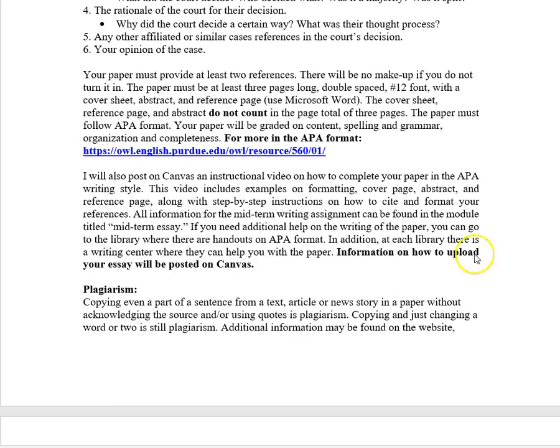But what I really want you to take a peek at is that I'm going to post in your Canvas shell, in that midterm essay module, and I'll show you what it looks like, an instructional video on how to complete your paper in the APA writing style. The video is going to include examples on formatting, the cover page, the abstract, the reference page, along with a step-by-step guide on how to cite and how to format your reference page. And all the information for the midterm writing assignment, again, can be found in the module titled Midterm Essay.